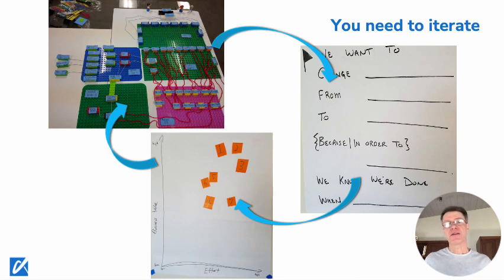You need to iterate. Throughout the event, you're going to be going from the visible architecture to the change statements, to the impact effort matrix, and you're going to be going back and forth. So you're going to see a lot of things hanging on the walls and adjusting in real time.